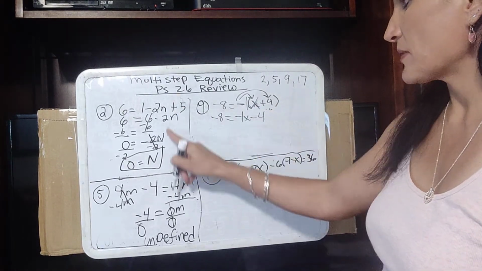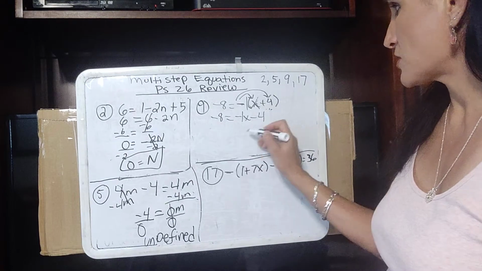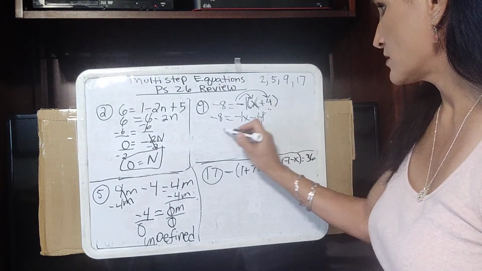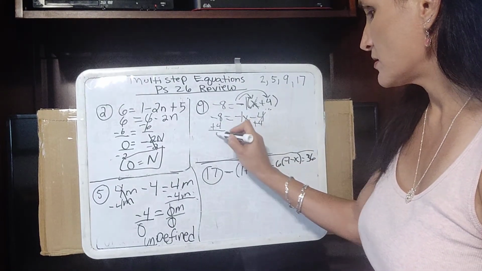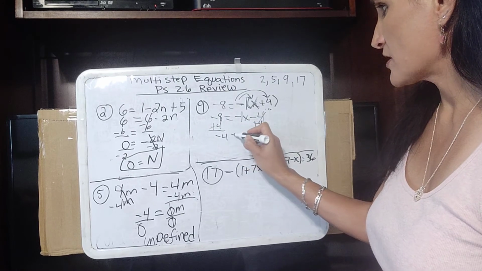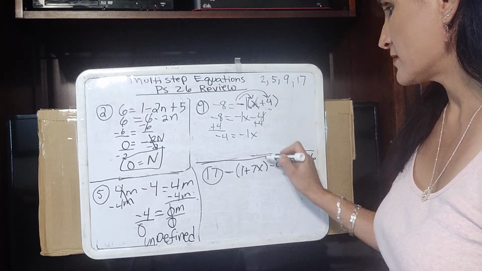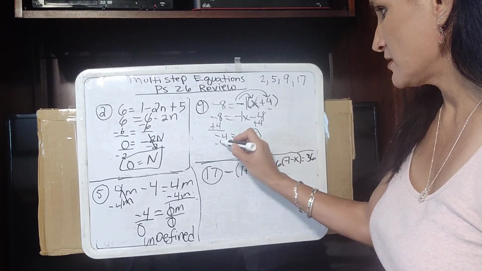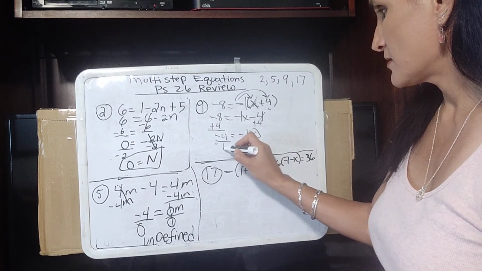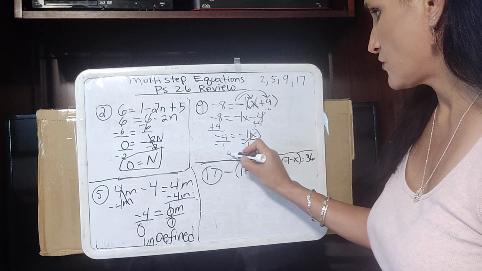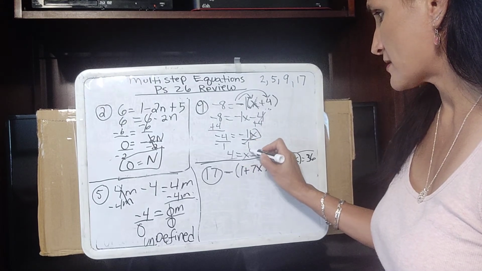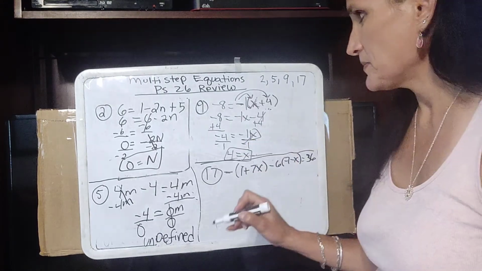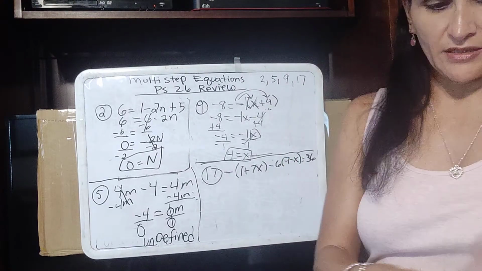We're then going to do the same thing we did on these problems. We're going to combine the terms. So this is plus 4 plus 4. This is going to be negative 4 equals negative 1x. We're going to solve for the variable by dividing by negative 1. And your answer is going to be 4 equals x. Okay?